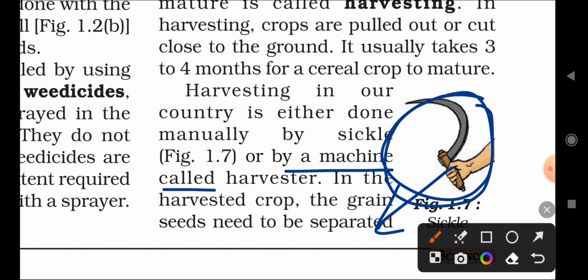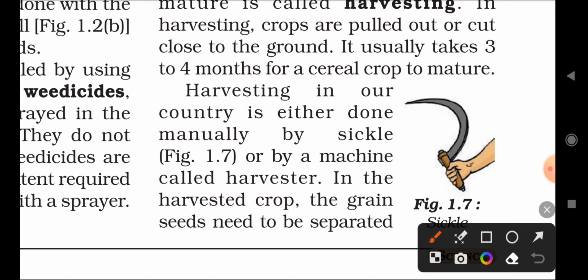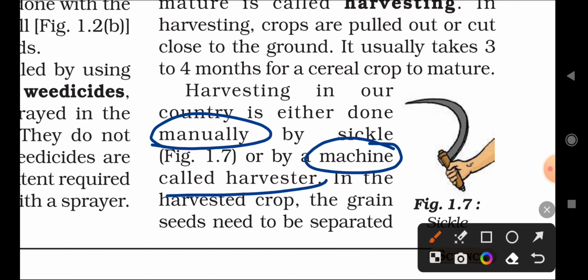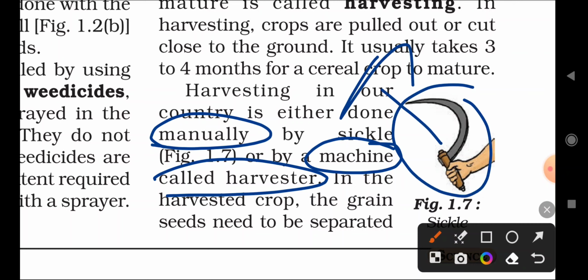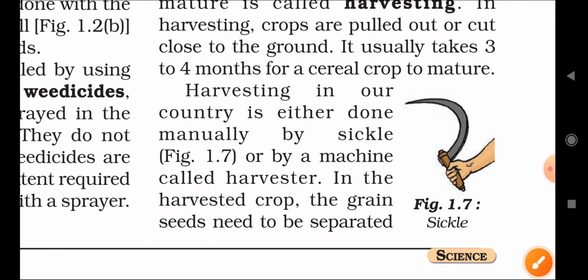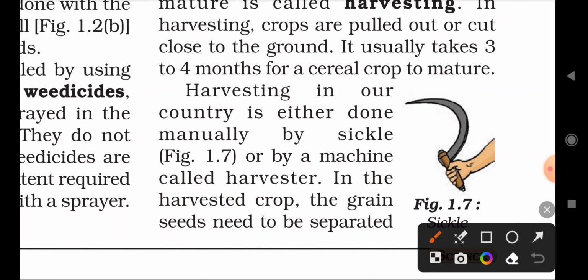Otherwise they use machines called harvesters. As I said, most people harvest manually, but nowadays, to save money and labor, we use machines called harvesters. Both do the same work, but manual work takes a longer time and a lot of money, because more persons are required to cut the entire field. A machine can do the same work with less labor, less time and less money. This is the importance of machines compared to humans.